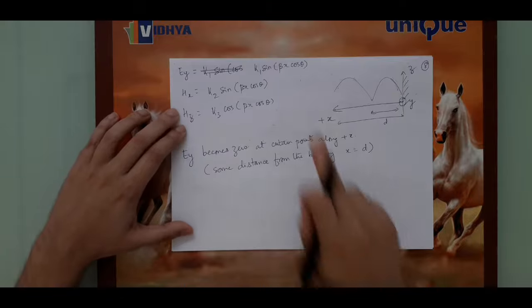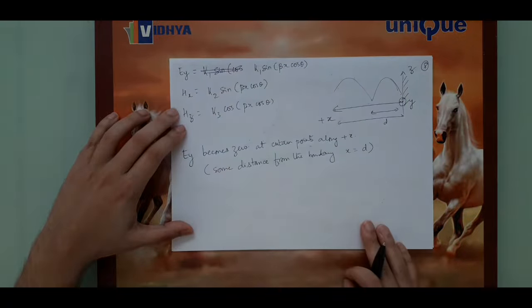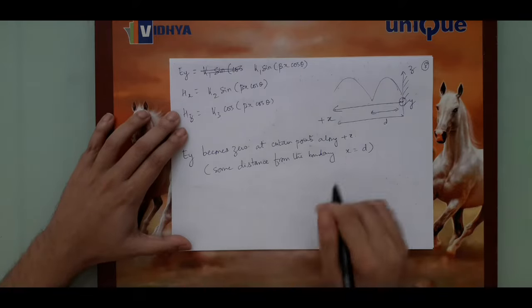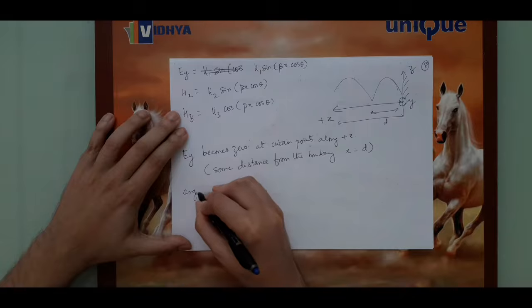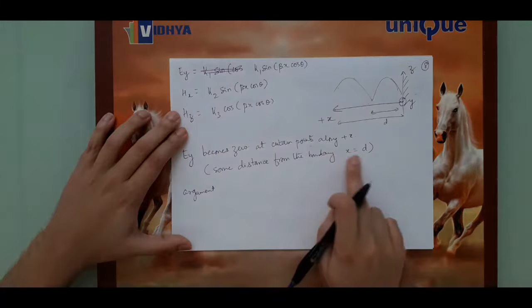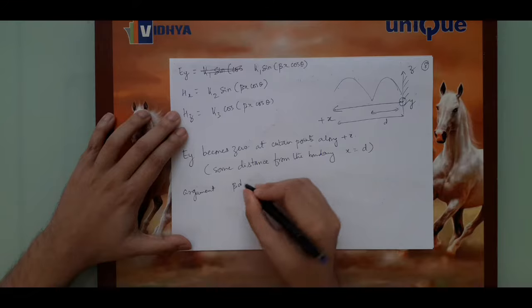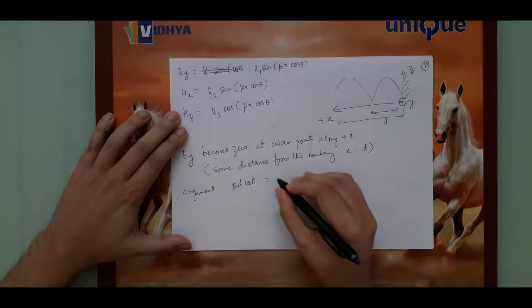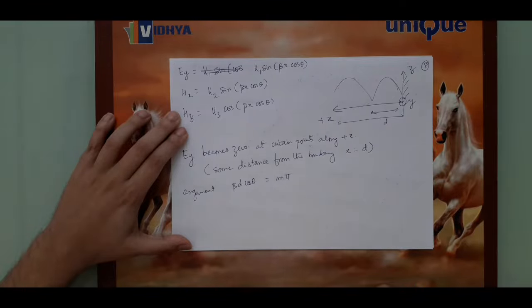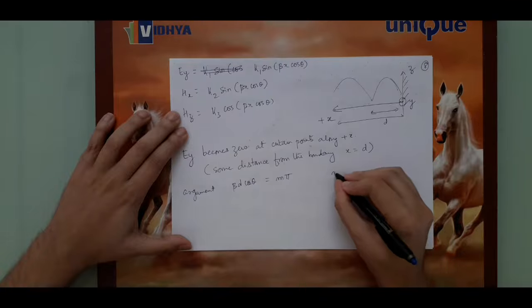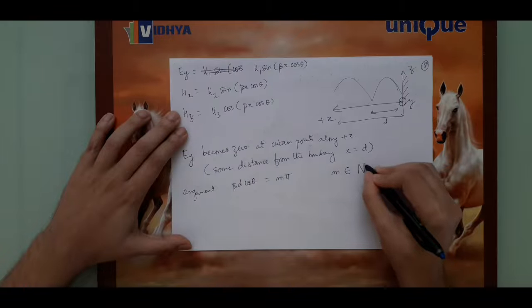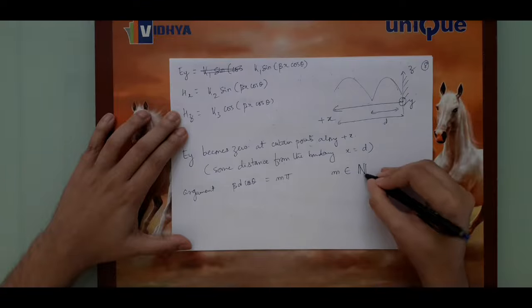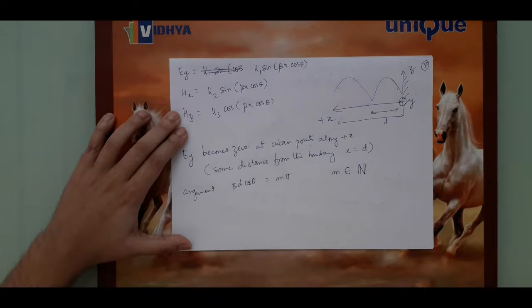So when would that become 0? When the argument of this sine becomes equal to some multiple of pi. So when I substitute x as d, I will get beta d cos theta equal to some m pi. Now since x is positive, I can say m is the set of the natural numbers. It can be 1, 2, 3, 4, whatever.